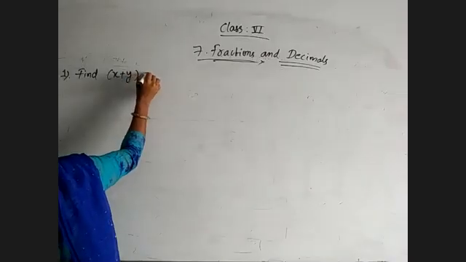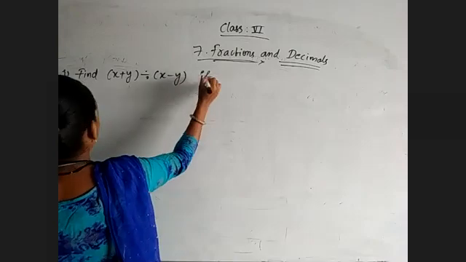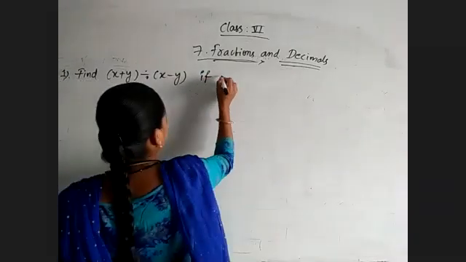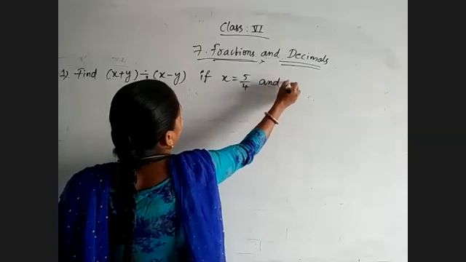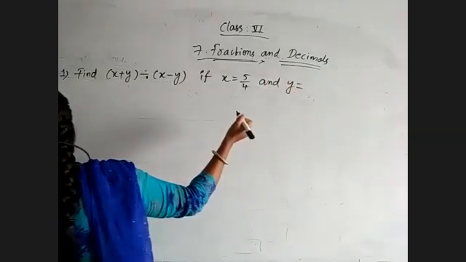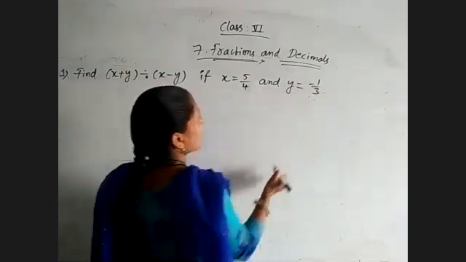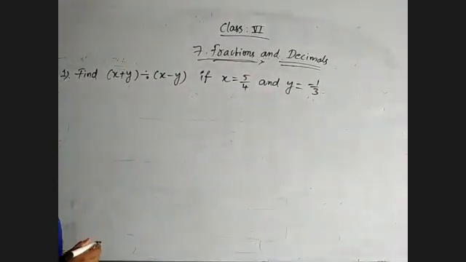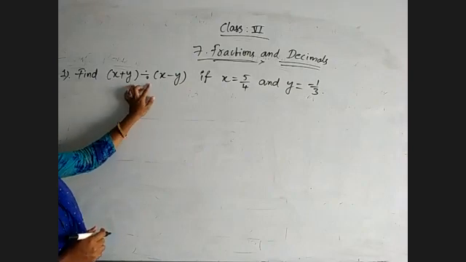(x + y) divided by (x - y), if x is equal to 5 by 4 and y is equal to minus 1 by 3. Okay, here x and y values are given and we are asked to find (x + y) divided by (x - y).